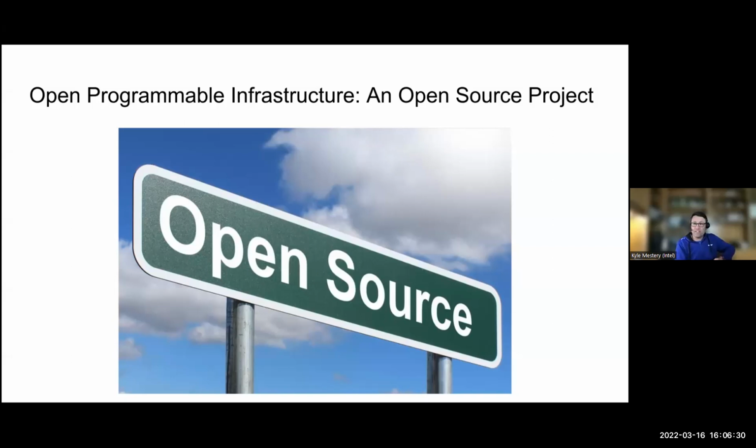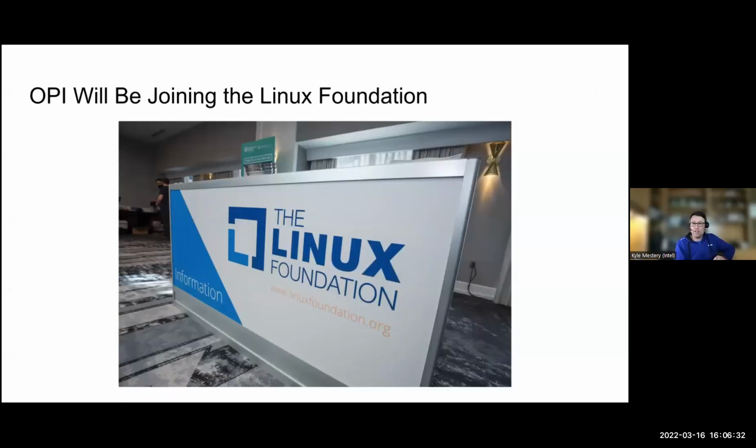So Kris, could you go to the next slide? I think we mentioned this as well. This was mentioned yesterday. So OPI is going to be joining the Linux Foundation. That's where this is headed, and that process is going to take a while at this point. But that's the direction we're going. So next slide, please.